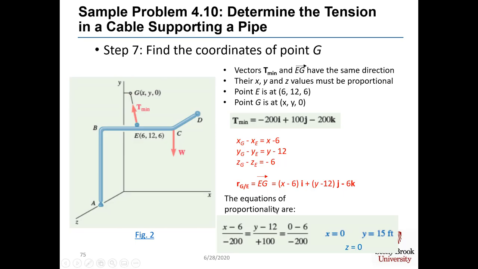This point G is actually on the y-axis. Now, y minus 12 is to 100 as minus 6 is to minus 200. So that's y minus 12 over 100 is equal to 3 over 100, which means that y minus 12 equals 3 and y equals 15. So point G is actually located on the y-axis at x equals 0, y equals 15, z equals 0.